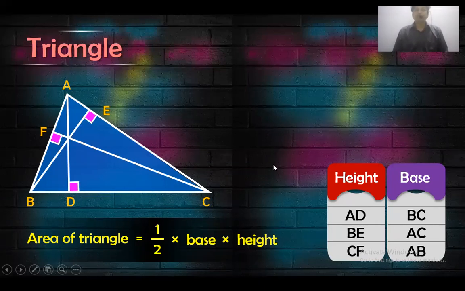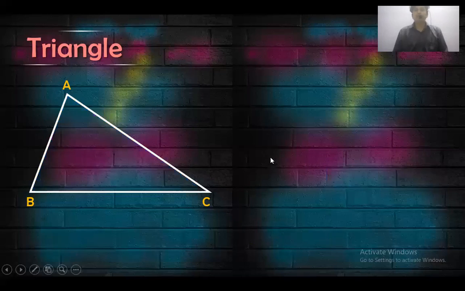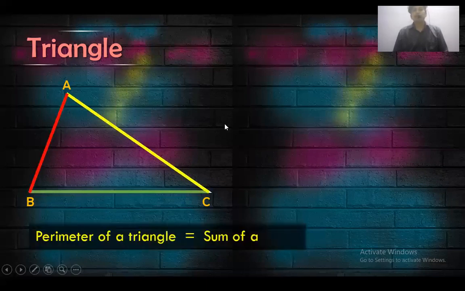Now let's proceed with the next quantity, which is called perimeter. As I already told, perimeter is nothing but the boundary length. So here the boundary length is nothing but the three sides of the triangle. So we will add the three sides. You can directly write the formula: perimeter of a triangle is the sum of all sides.